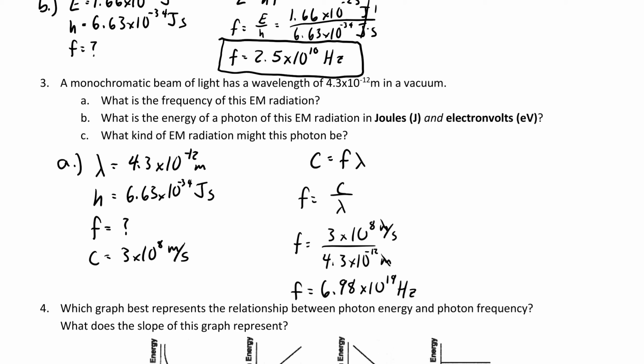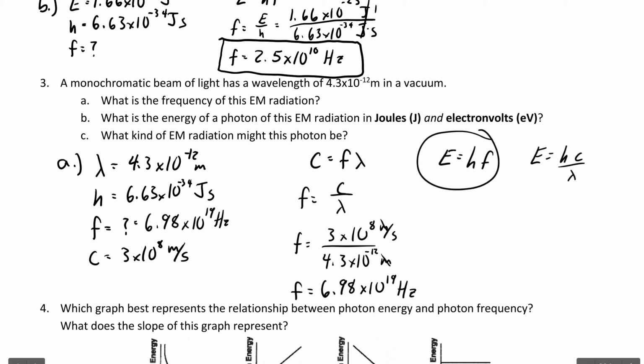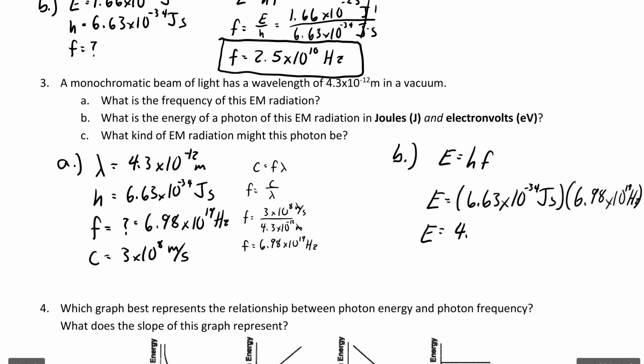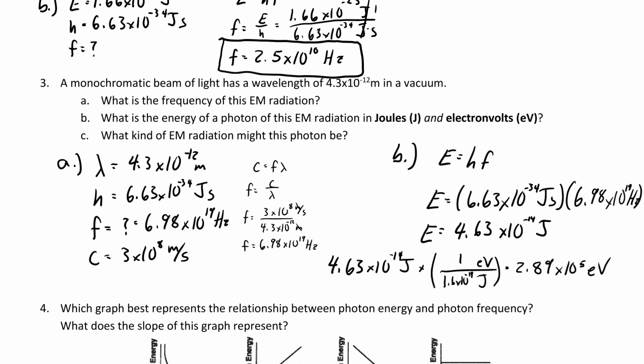Cool. Part B says, what is the energy of a photon of this electromagnetic radiation in joules and electron volts? Now that we know the frequency and the wavelength, we could use either of those formulas. I'll use this one because this number is already in my calculator. I just need to multiply it by h. When you do that, you get 4.63 times 10 to the negative 14 joules, which we can convert by multiplying by our conversion factor. Remember, you want the units to cancel. And you get 2.89 times 10 to the 5th electron volts.